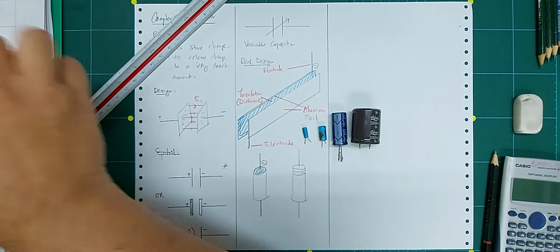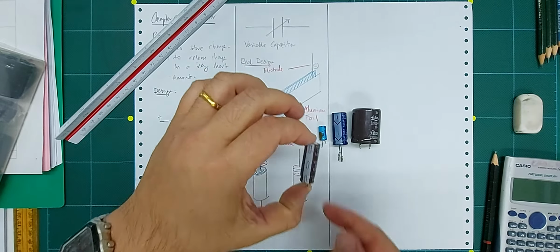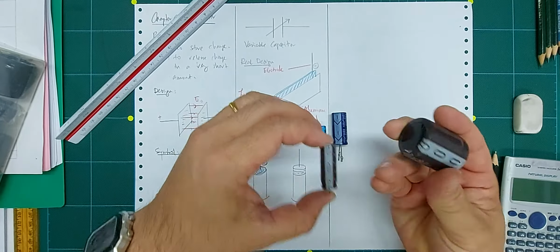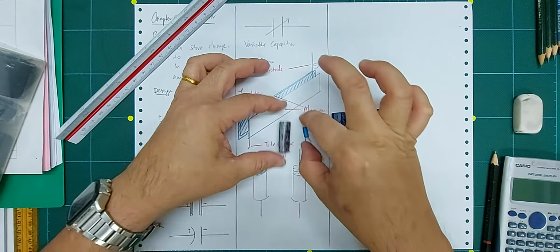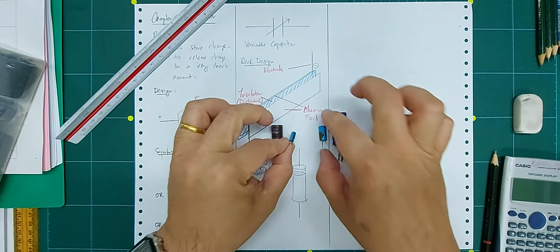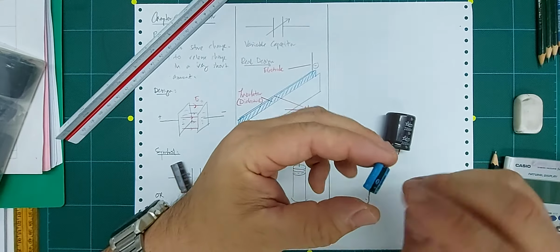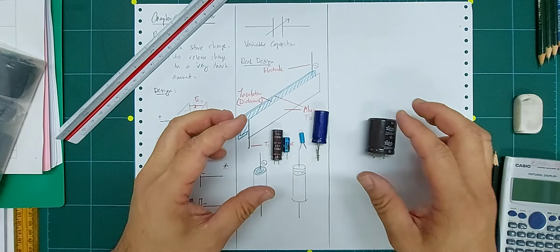And I have some others, okay, something that looks like this also. Alright, so you see all the patterns are the same. The negative ones, they all have this strip. Negative, negative, negative. This one also the same, except it's very small. So here, you see the black strip, negative. This one also the same. This one black strip, negative. So these are examples of capacitors that have polarity.